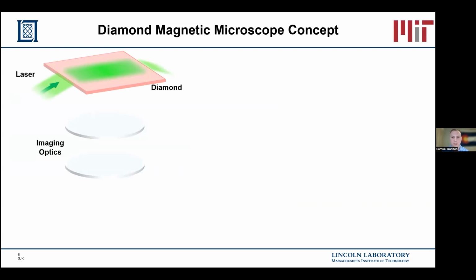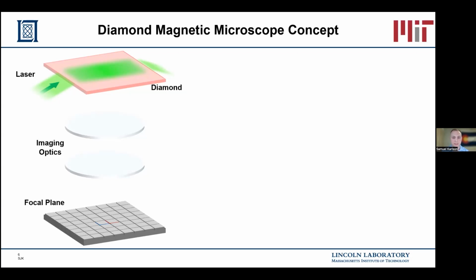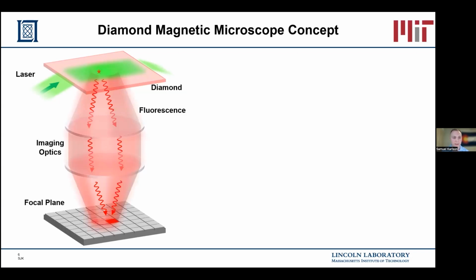We have some imaging optics and a focal plane that senses the fluorescence. Fluorescence from a specific region will pass through the optics and land on the sensor. The fluorescence from each spot on the diamond is mapped onto a pixel. And that happens for each spot and every pixel.